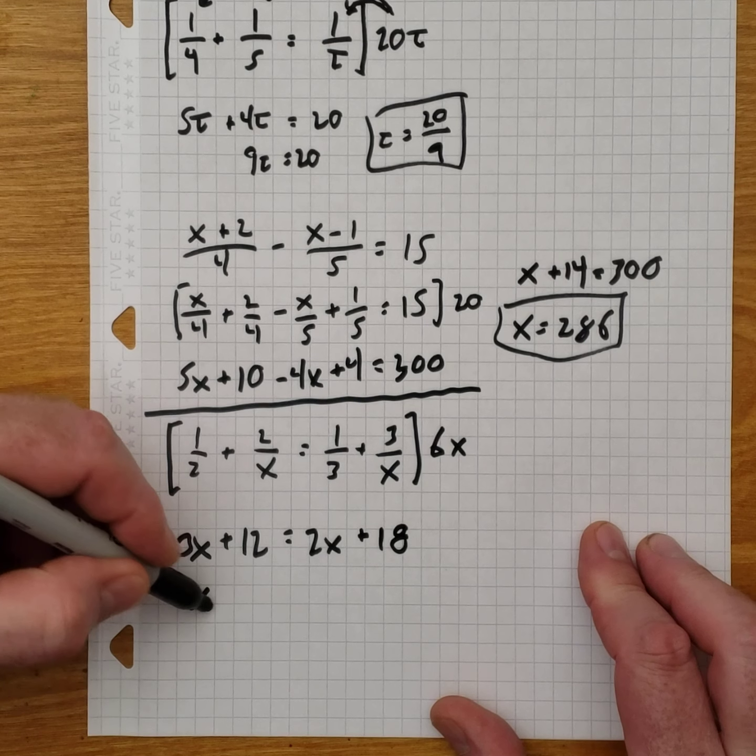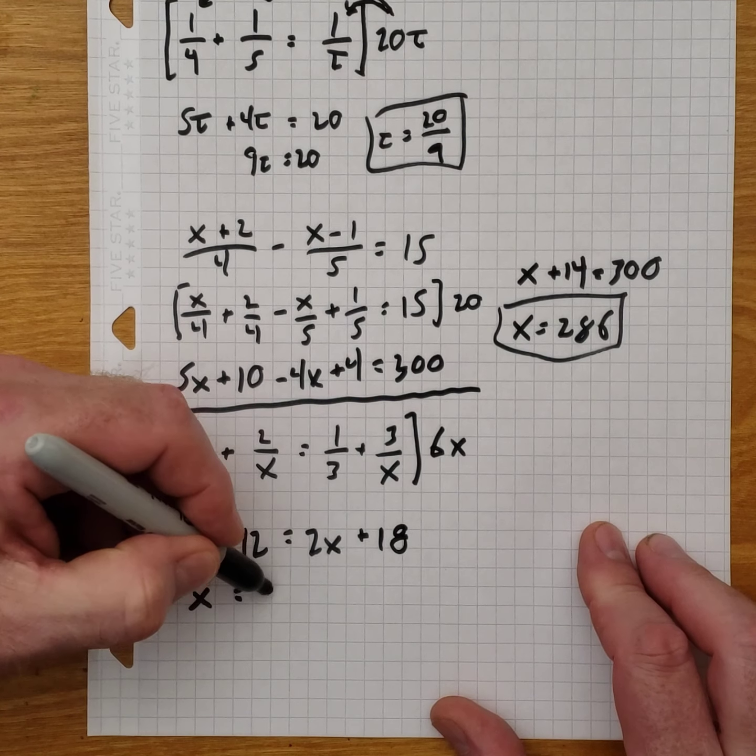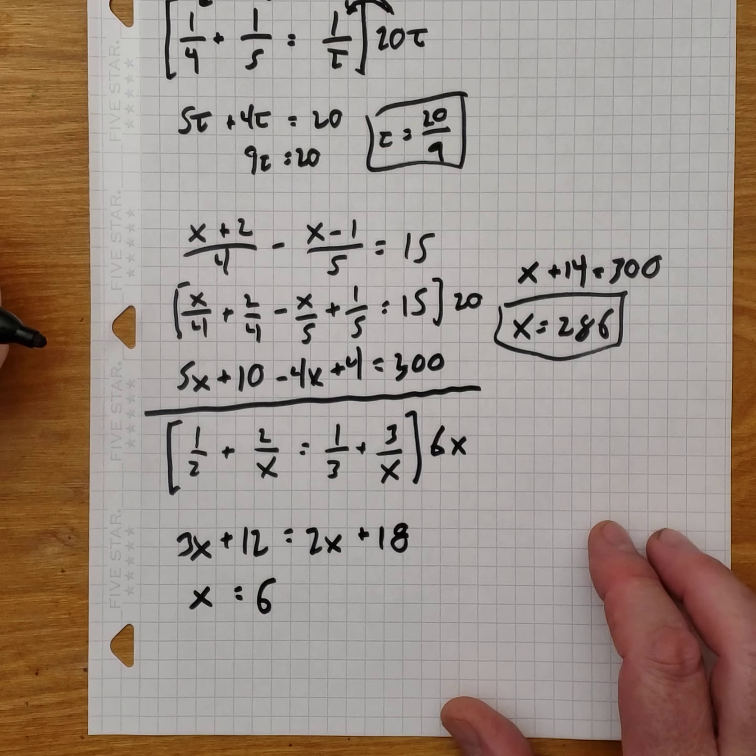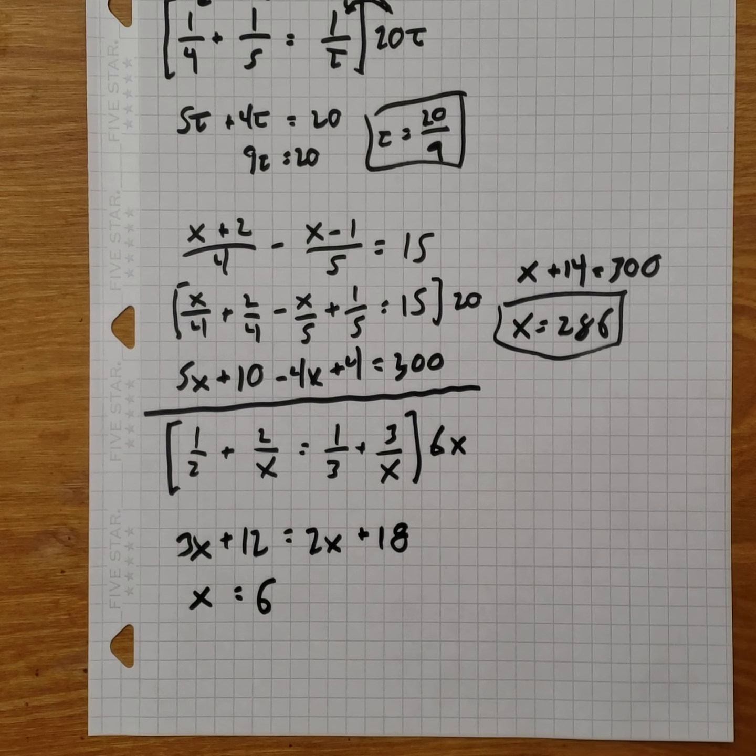Subtract 2x from both sides, we get x. Subtract 12 from both sides, we get 6. Easy as that. We'll move on to the difficult ones or the new ones in the next video.